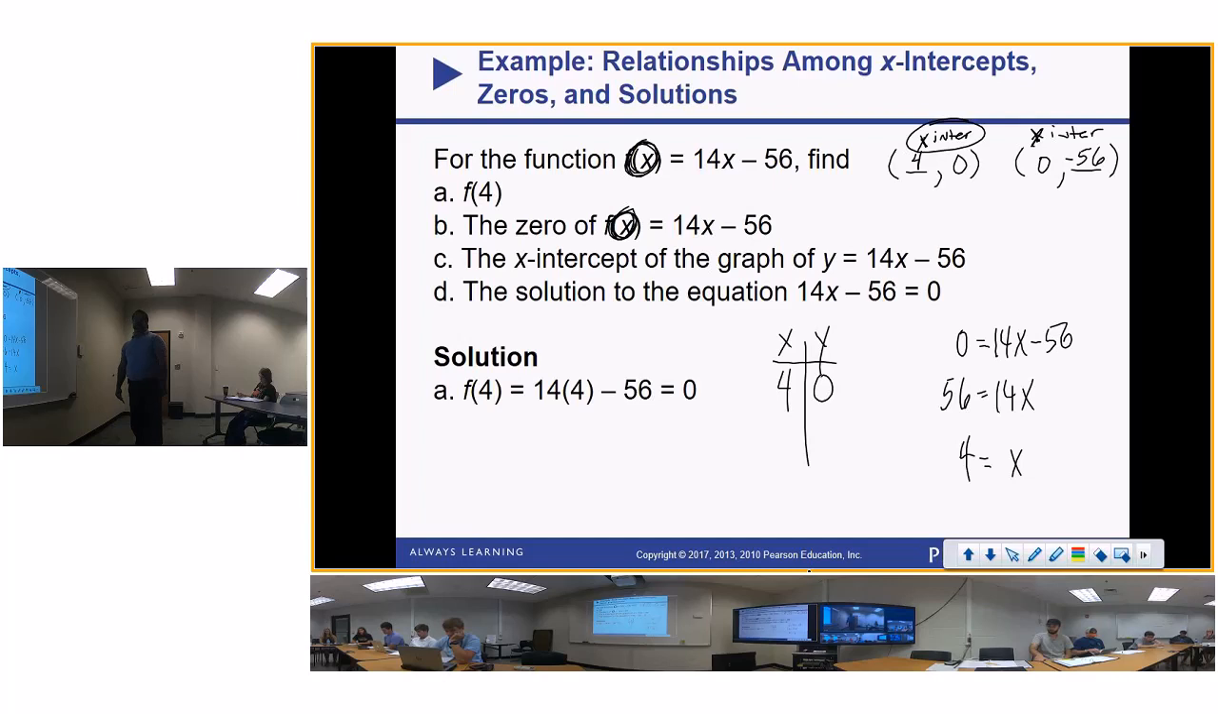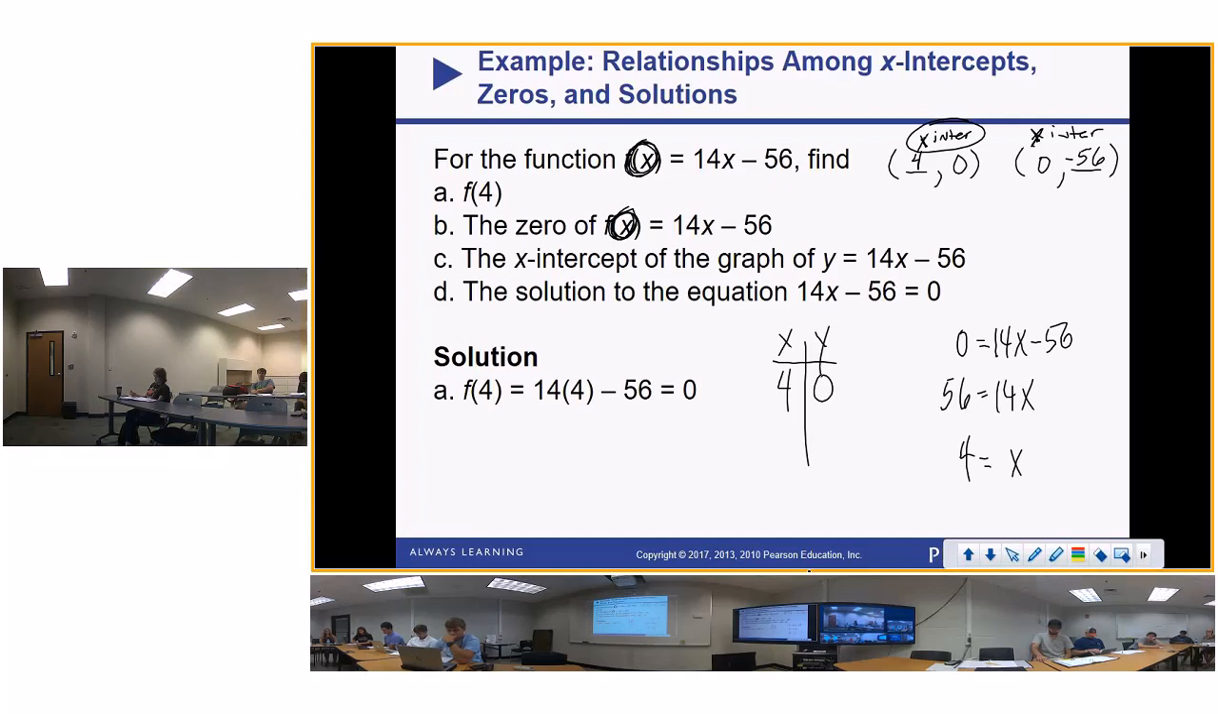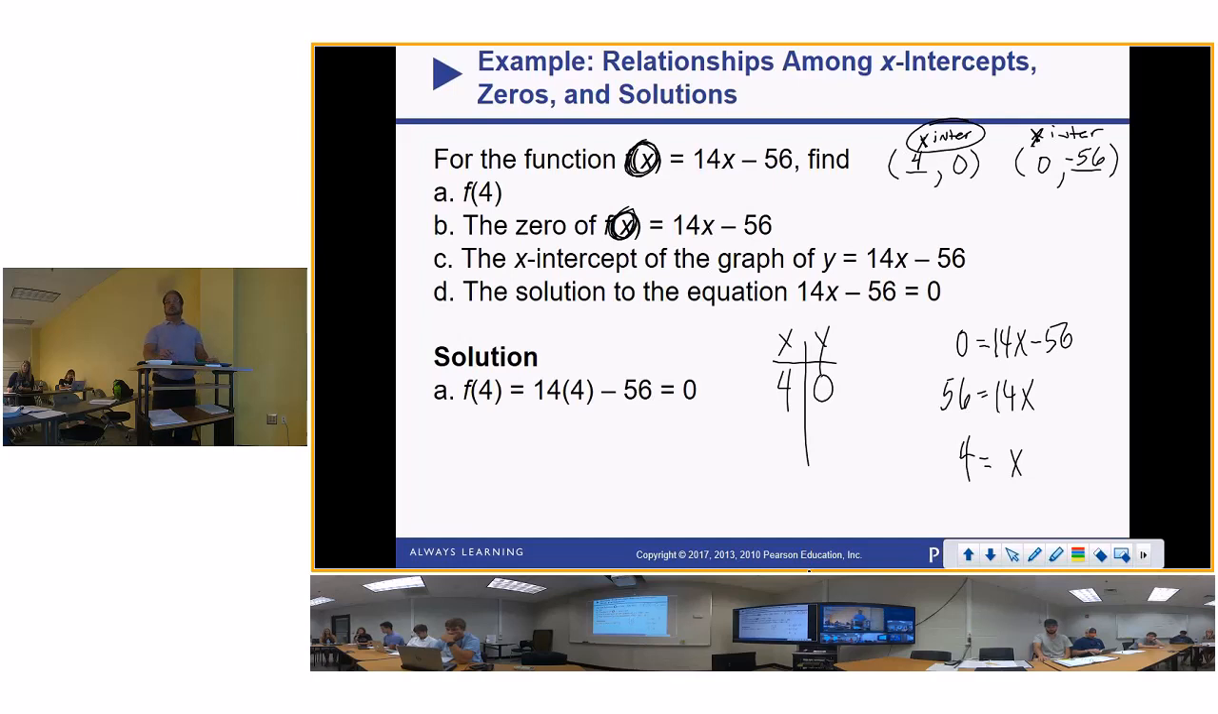So what they're trying to tell you is if they ask for any of that stuff, they're asking for the same thing. The solution, the x-intercept, or F of 4. All of them are the same thing.